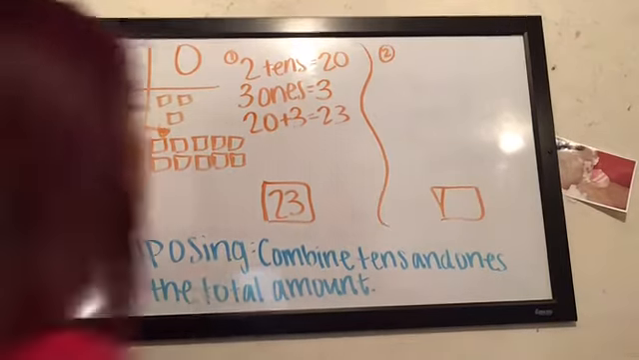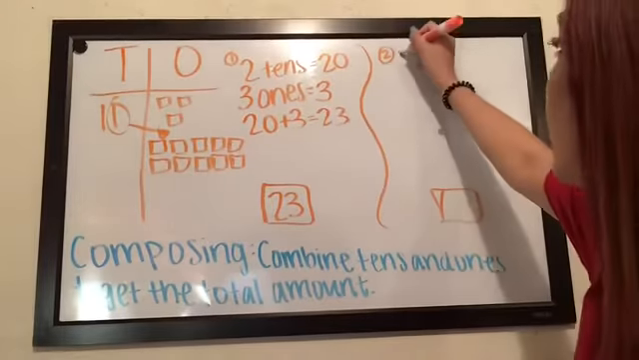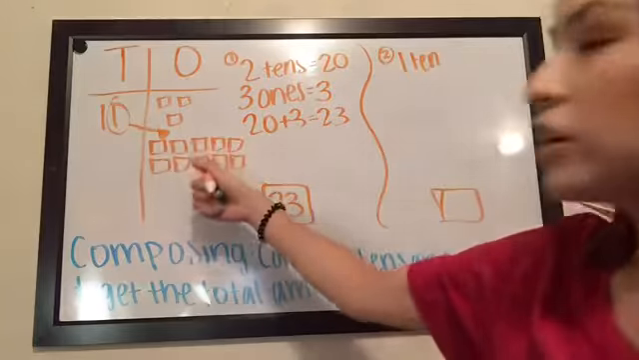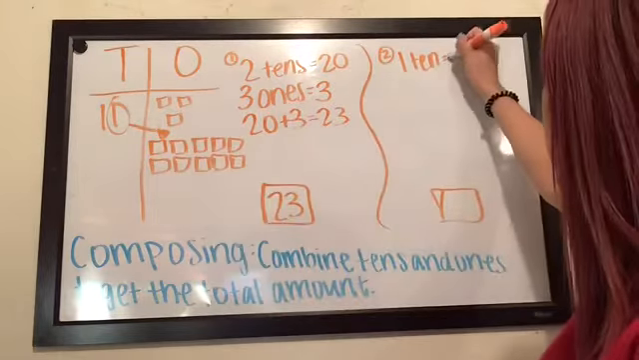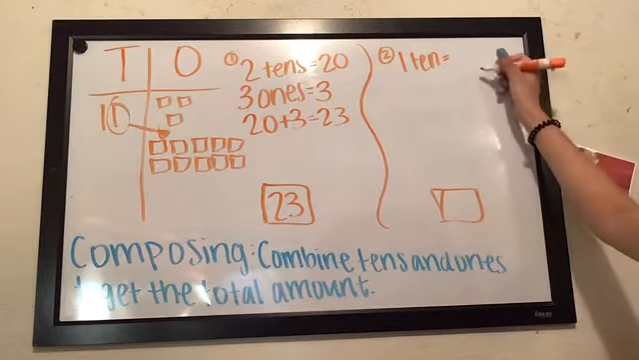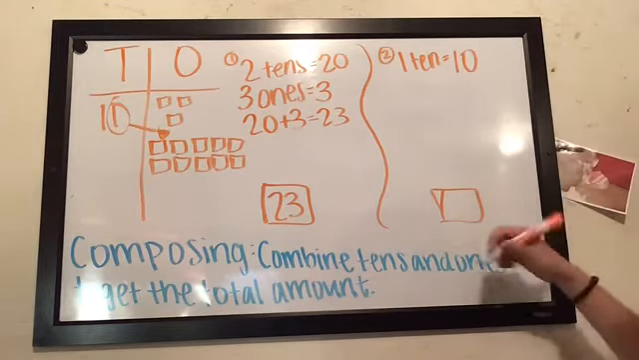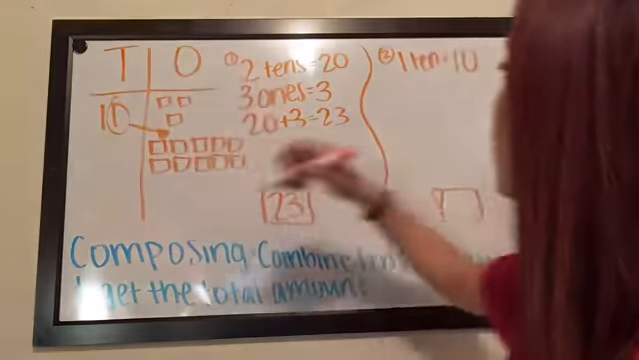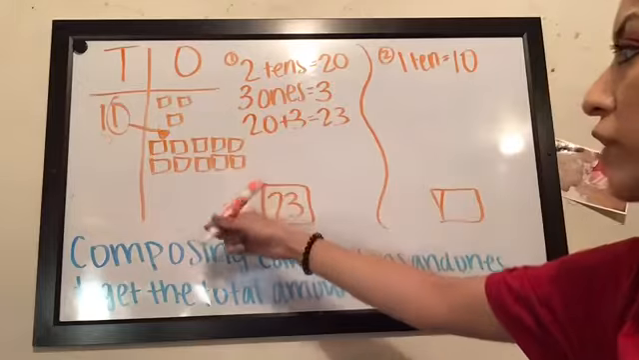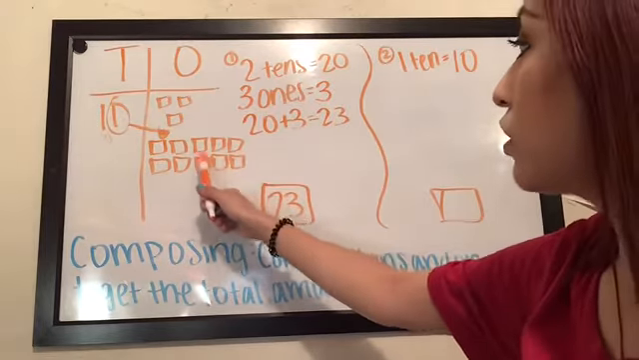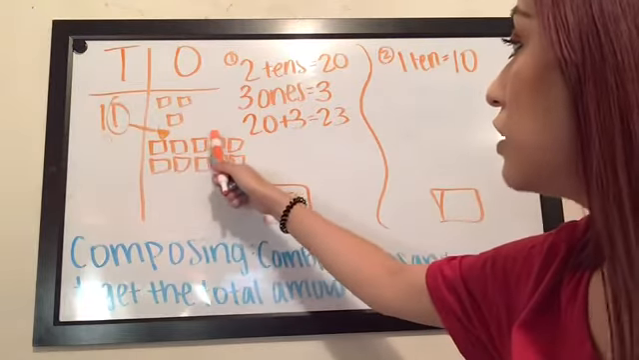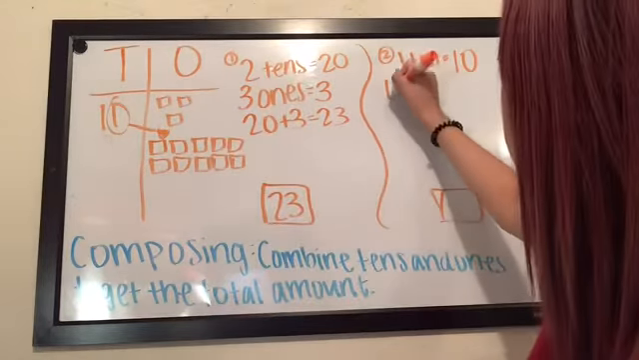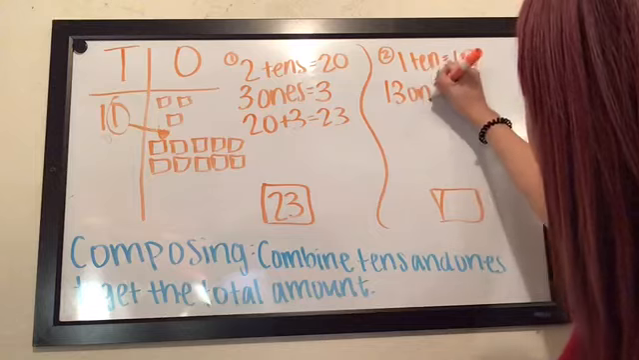So now, how many 10s do we have? We have 1 10, right? Just this one. This one's over here with the ones. So 1 10 equals how much? What is the total of 1 10? 10. Because there's 10 units in a 10. So this one is 10. And how many ones do we have over here? Let's count them. Ready? 1, 2, 3, 4, 5, 6, 7, 8, 9, 10, 11, 12, 13. So you have 13 ones.